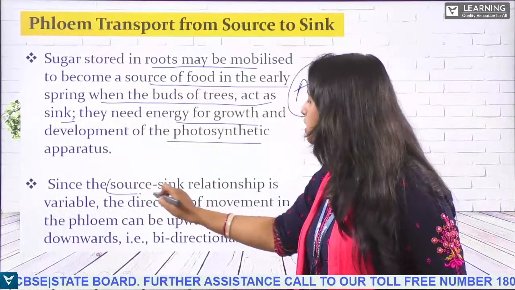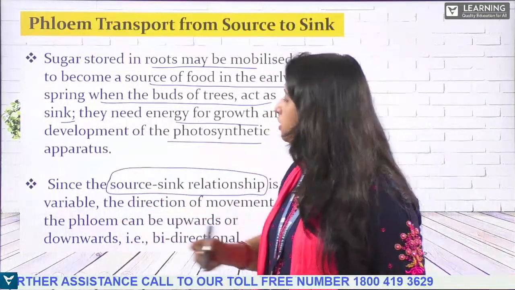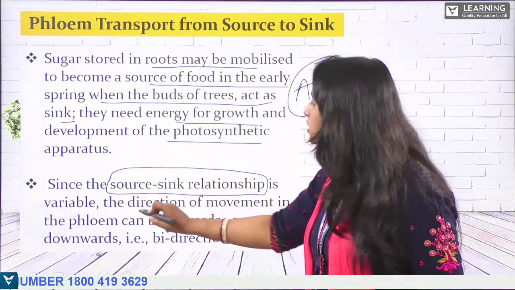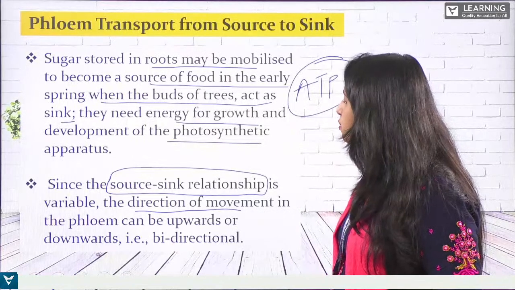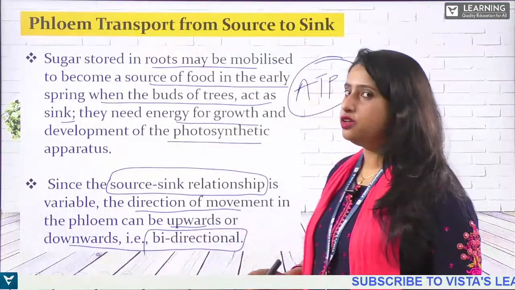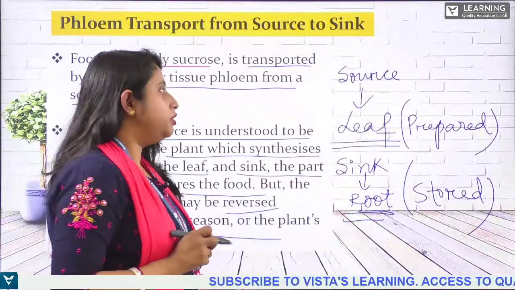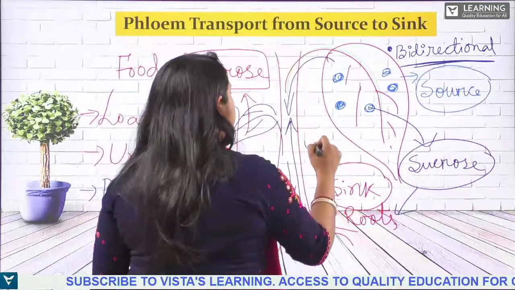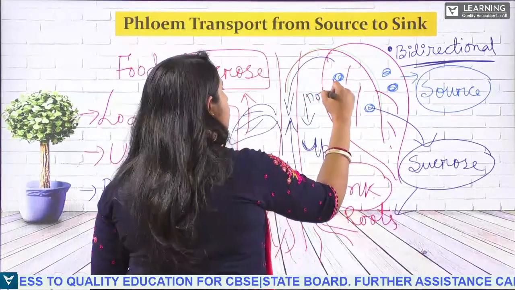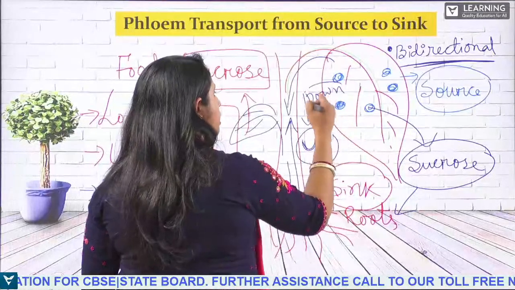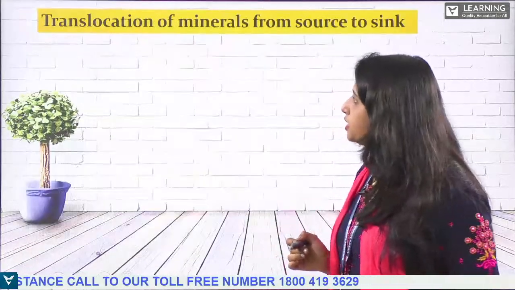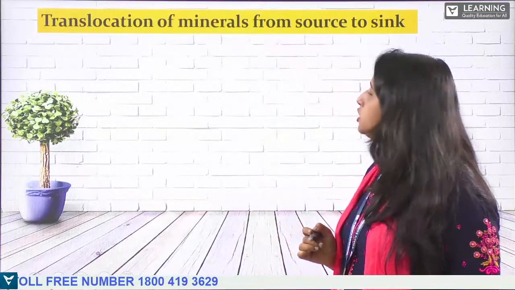Since the source sink relationship is variable, here you are going to understand about the source and the sink relationship. The direction of the movement in the phloem can be upward or downward. That is bidirectional, I have said, right? The direction of the food can be upward, or it can be downward. Both take place. Next, let us learn the translocation in minerals from source to sink.